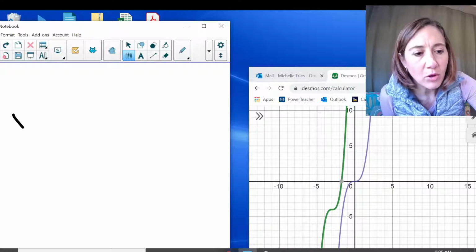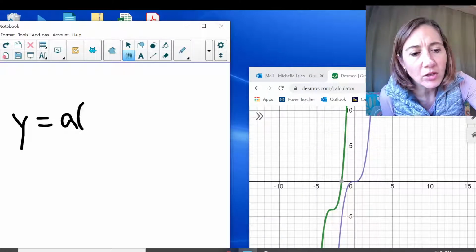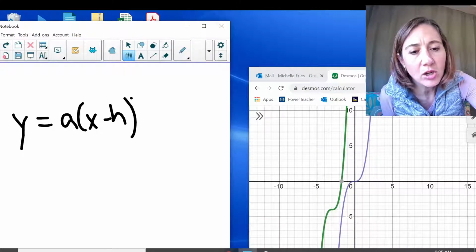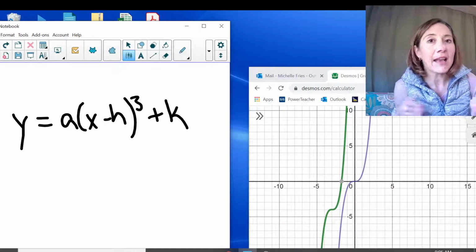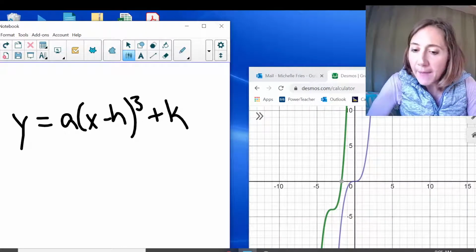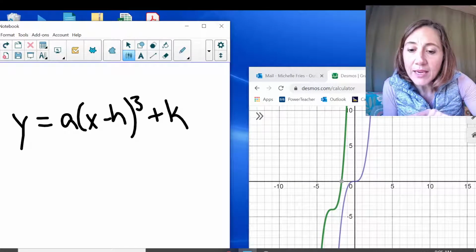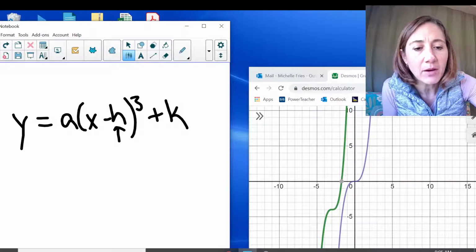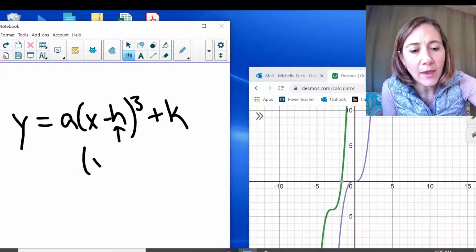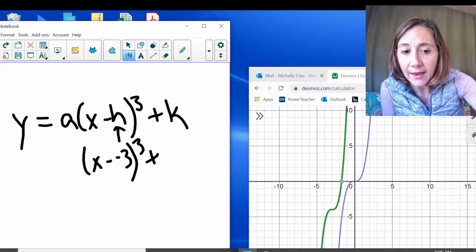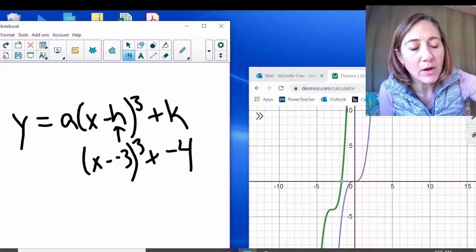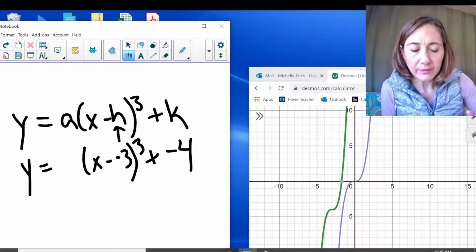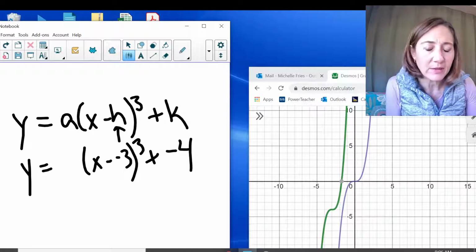So let's see. So y equals, I'm going to put the structure first, a times x minus h cubed plus k. I know it's going to be something cubed because I see that S shape emerging, so it's a cubic. If we have shifted 3 to the left, that means our h number must be a -3. So x minus -3 cubed. And then as far as k goes, we've shifted 4 down. So that's going to be a -4 here. I'm leaving a blank for a for a second. We'll deal with that in a minute.